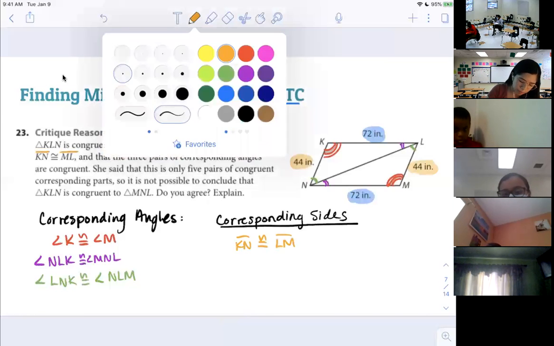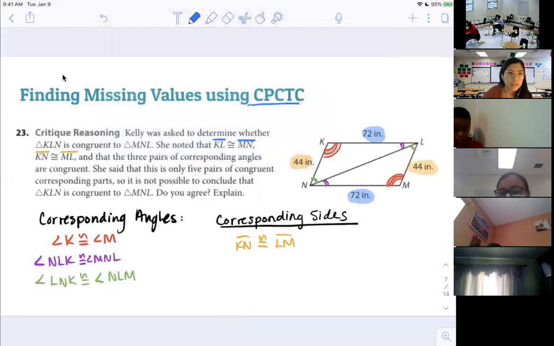Somebody give me another pair of corresponding sides. Good. Jalen had it. KL is congruent to NM. So I have two pairs of corresponding sides so far. But remember, I need three pairs of angles and three pairs of sides in order to call these two congruent.